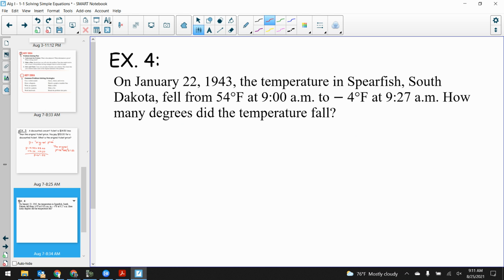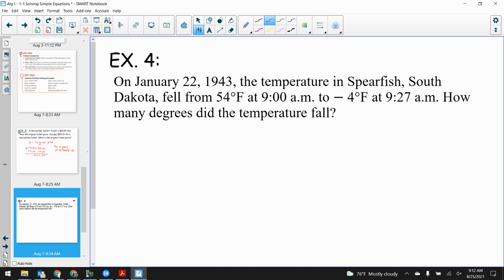Here, on January 22nd, 1943, this is crazy. The temperature in Spearfish, South Dakota, at 9 a.m. was 54 degrees. And then at 9:27, 27 minutes later, was at negative 4 degrees. Crazy, right? So 54 degrees at 9 a.m. and then negative 4 at 9:27. How many degrees did the temperature fall? 58 degrees. How did you get 58 degrees? Well, I basically turned the negative 4 into an absolute value. I like that. 54 plus 4.